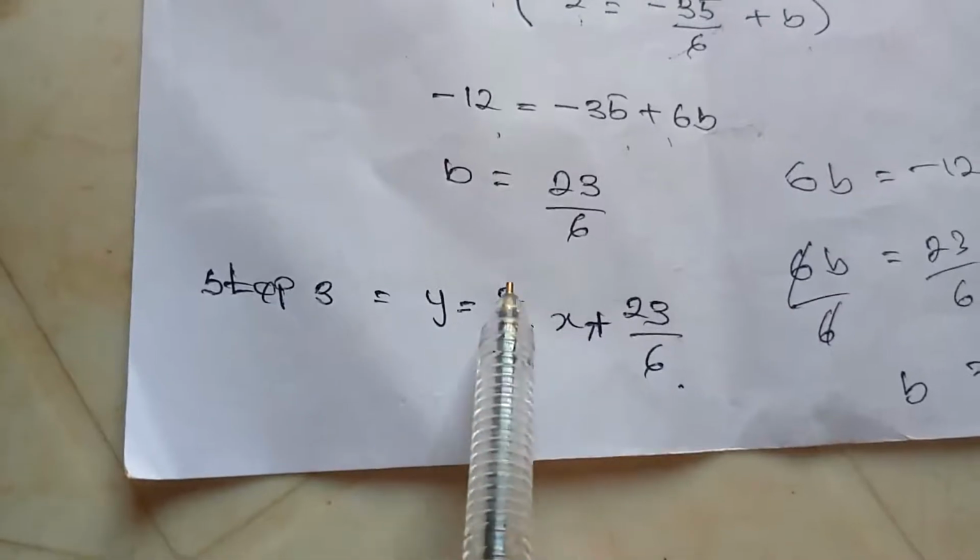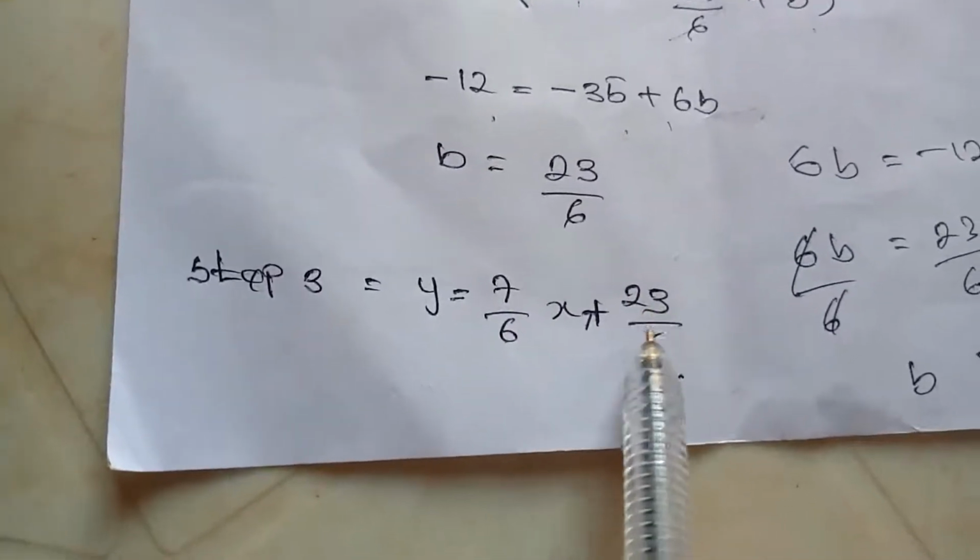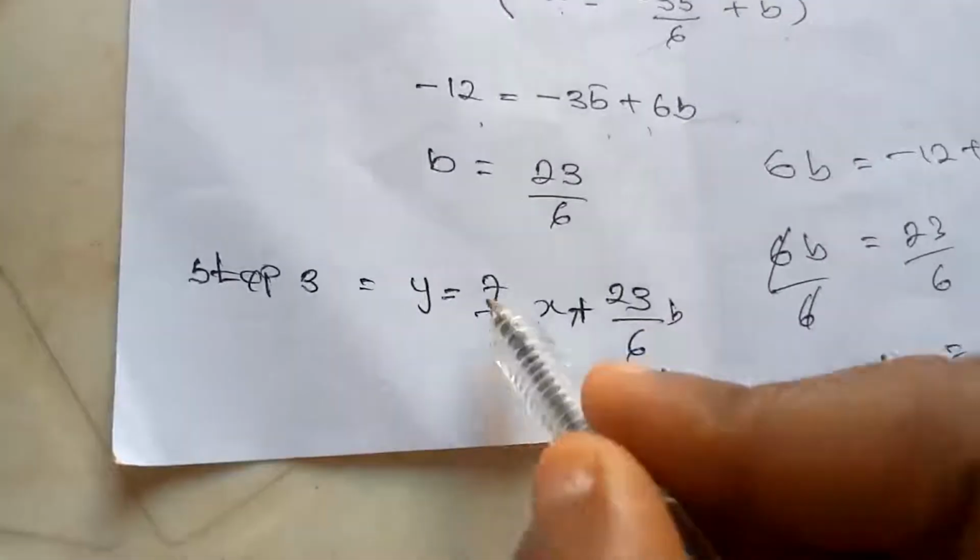So step 3, we plug in the answers using our first answer and second answer. It will give us y equals 7 over 6 x plus 23 over 6. This is our b and this is our m.